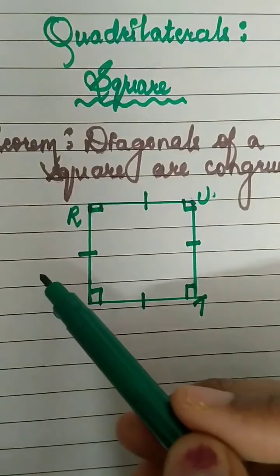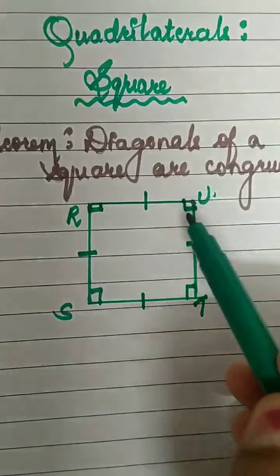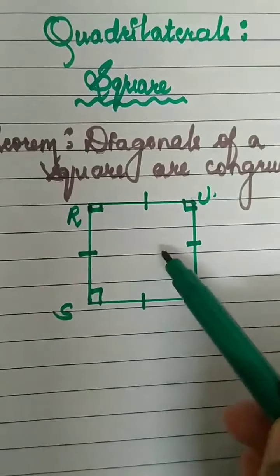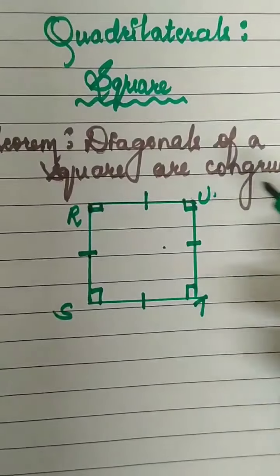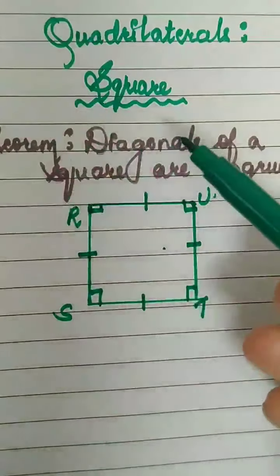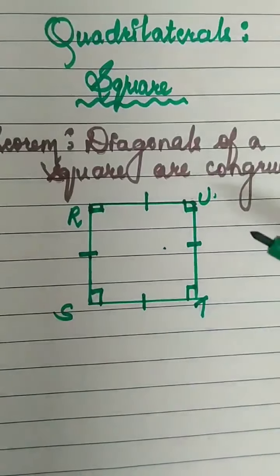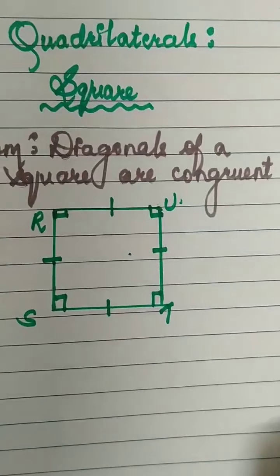What was a rectangle? A quadrilateral in which all the angles are right angles is a rectangle. So both are different definitions. Here you are talking about sides as well as angles. So we had learnt the properties of square. Today we will prove that property in the form of a theorem. Which property are we going to prove? Diagonals of a square are congruent.